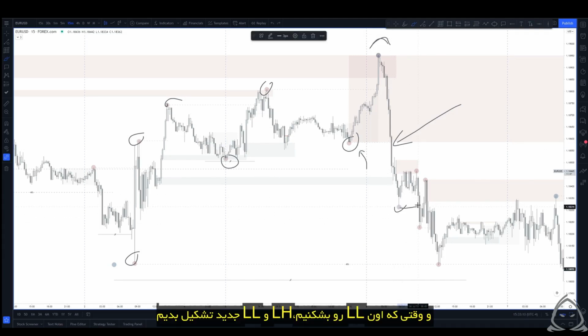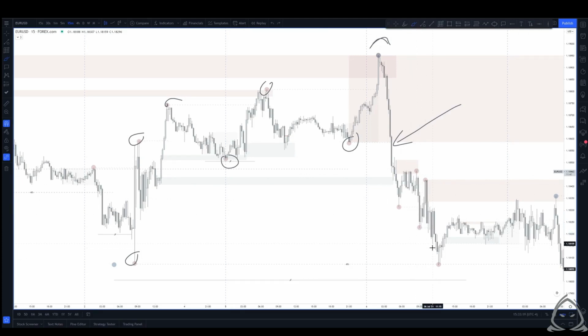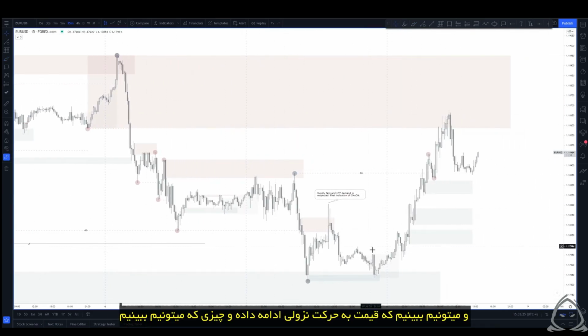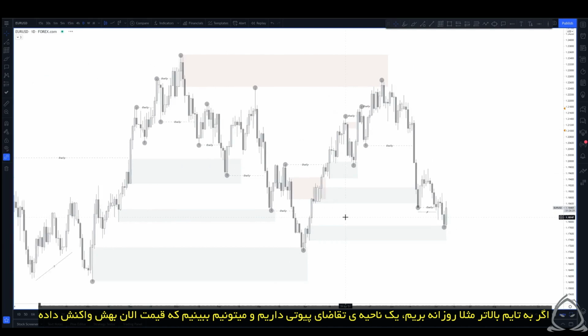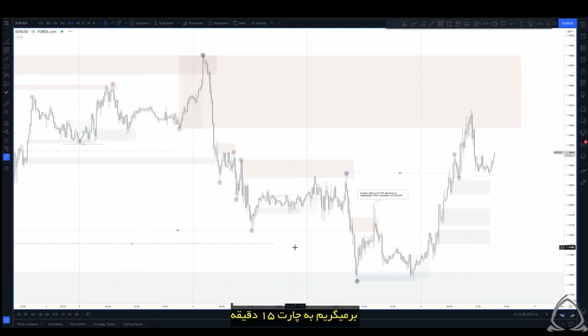Once we break that lower low and print a lower high and a new lower low, we've now confirmed a bearish trend. So then we can just see price continuing to move to the downside. And what we can see, if I just go back up to, say, a daily chart, is we have a pivot created demand zone, and we can see price has now reacted off of that pivot created demand. We'll go back down to the 15-minute chart.